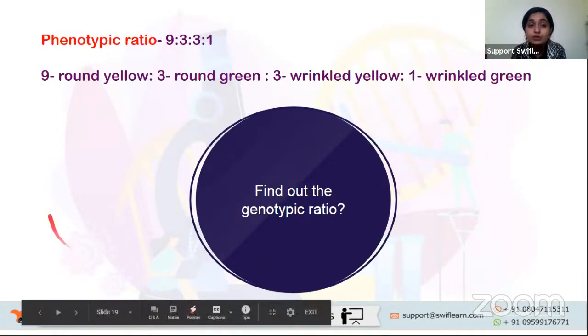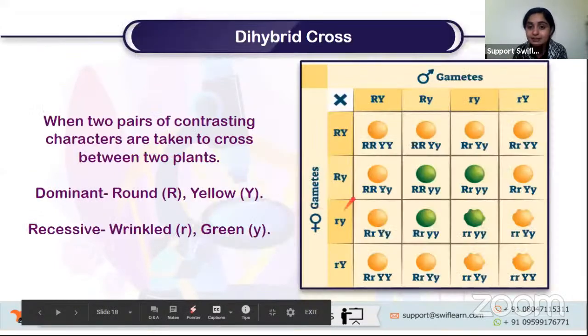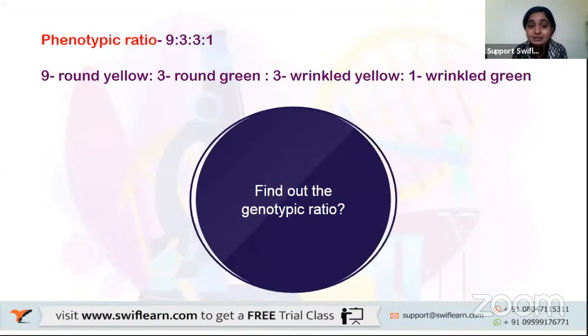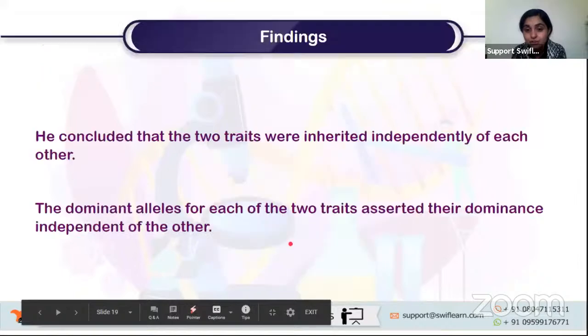If you look at the table right here, it is a 4 into 4 matrix, right? And hence how many products, how many results do we get? We get 16 results. Out of those 16 results, he has 9 round and yellow, 3 round and green, 3 wrinkled and yellow, and 1 wrinkled plus green. Find out the genotype ratio.